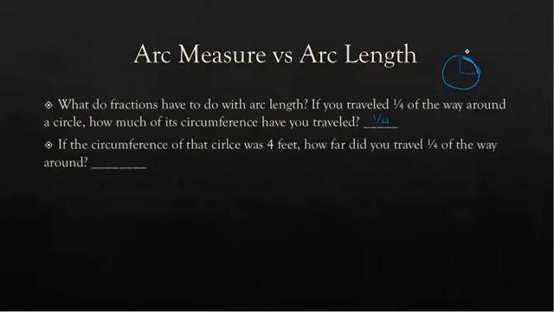If that circumference around the entire circle was 4 feet, how far did you travel when you only went 1/4 of the way around? Well, you only traveled 1/4 of 4, which is 1 foot.